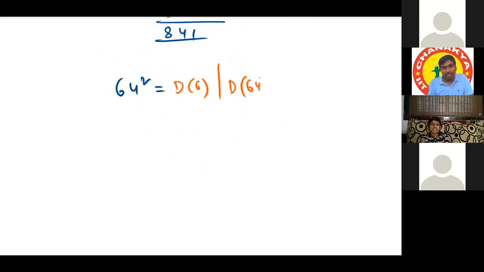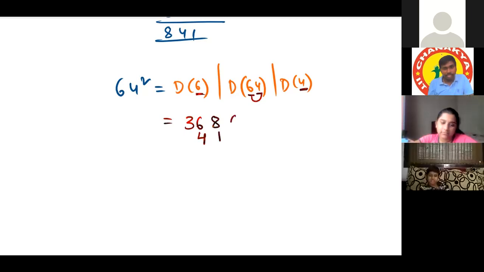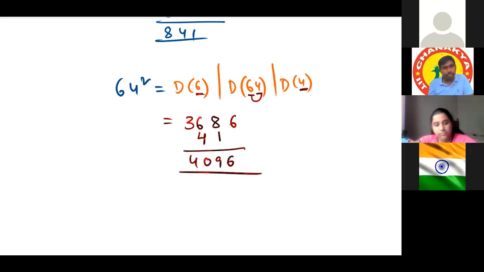Duplex of 6, and then duplex of 64, and then duplex of 4. Tell me, duplex of 6 is 36, 6 square. Duplex of 64: 6 times 4 is 24. 24 doubled is 48. 48 means 4 here, 8 here. And then 4 square is 16. So after balancing, your answer will be 4096. Sir, I'm not getting how to balance.